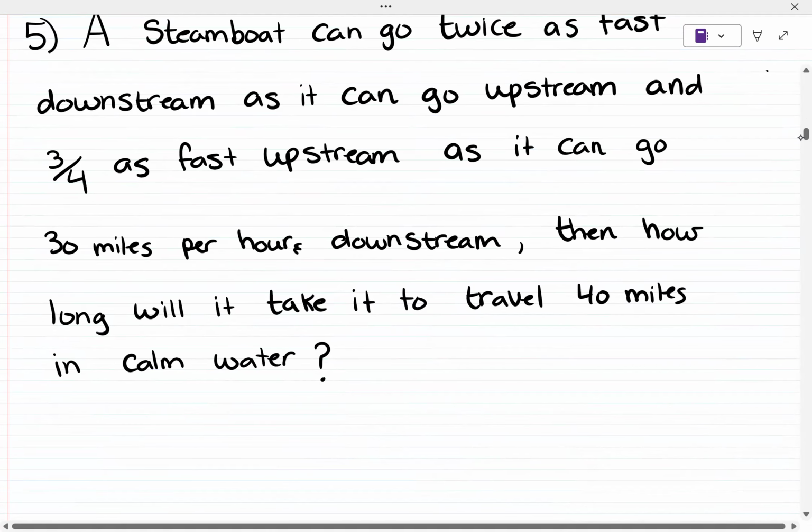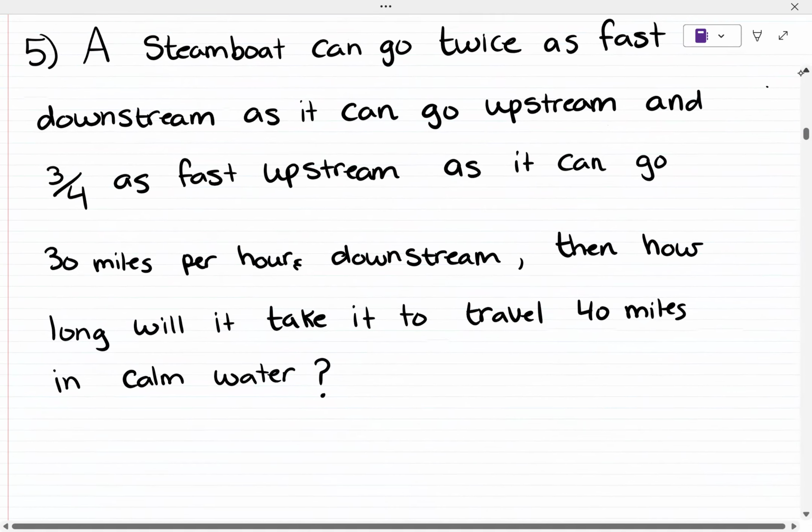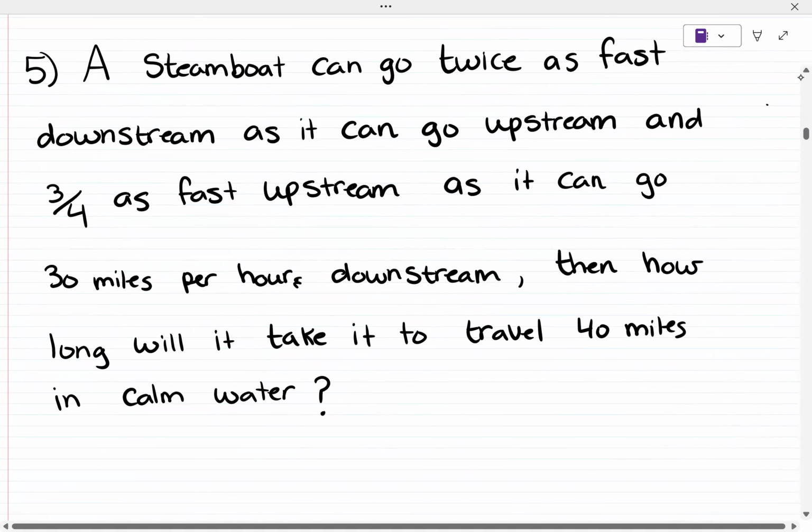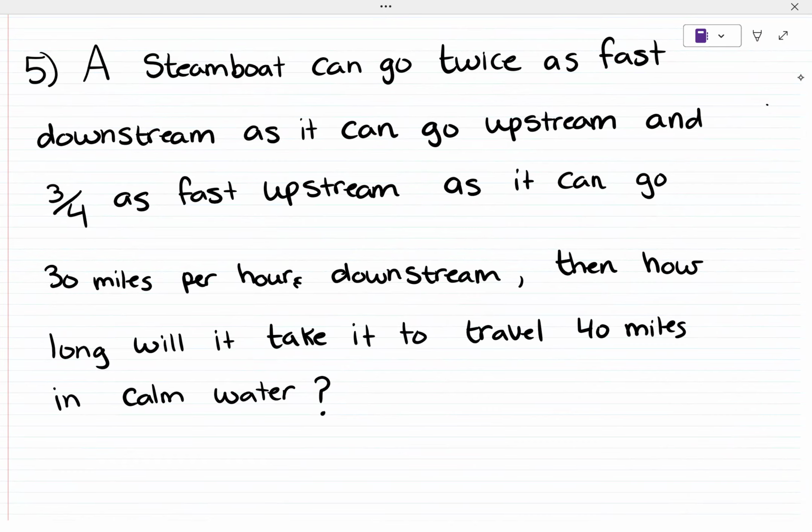Okay, question 5. These ones are always the hardest ones. The steamboat going uphill, downhill, and all that stuff. Those are the hardest, in my opinion. So question 5 says, a steamboat can go twice as fast downstream as it can go upstream and three-fourths as fast upstream as in calm water. It can go 30 miles per hour downstream. And then the question says, how long will it take to travel 40 miles in calm water?